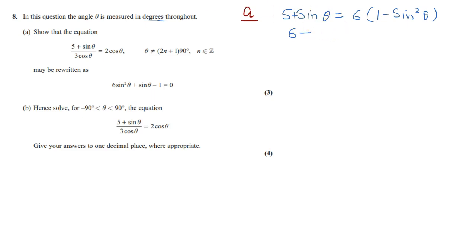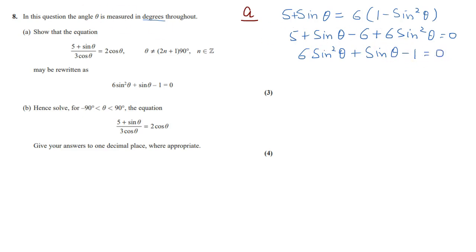Now let's do it the other way because 6 is positive here. So 5 plus sine theta minus 6 plus 6 sine squared theta is 0. So 6 sine squared theta plus sine theta plus 5 minus 6 is minus 1 is equal to 0. So that is what we are supposed to prove.